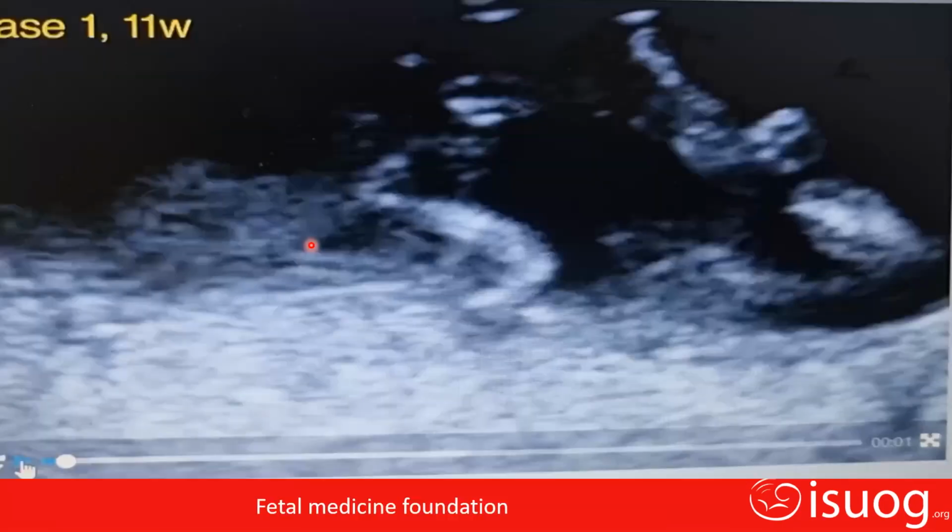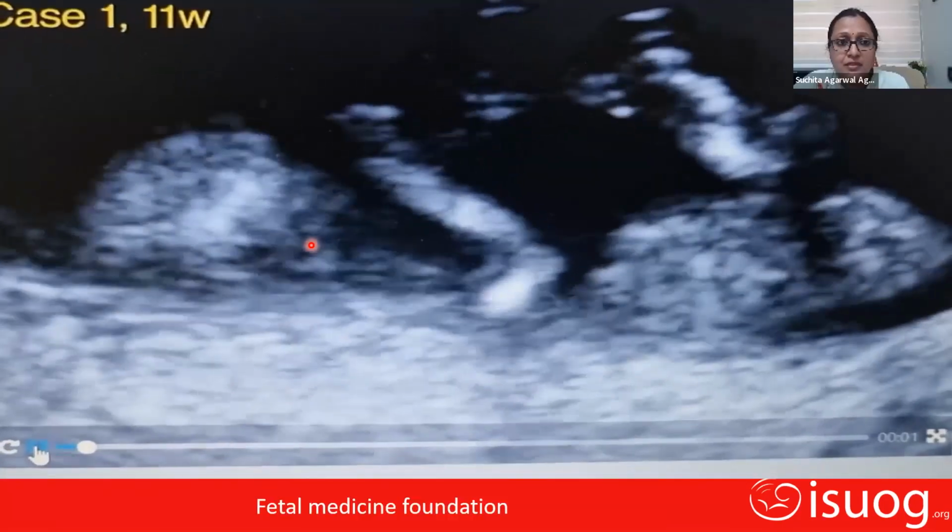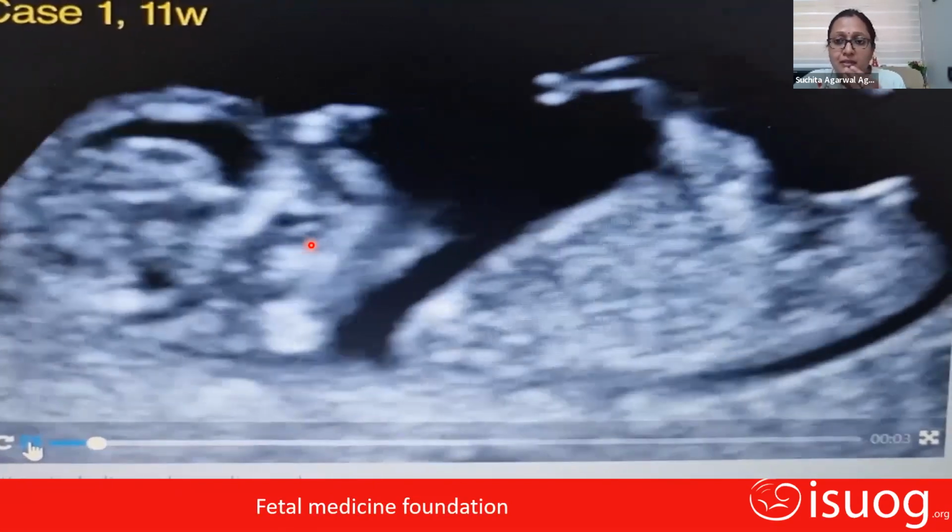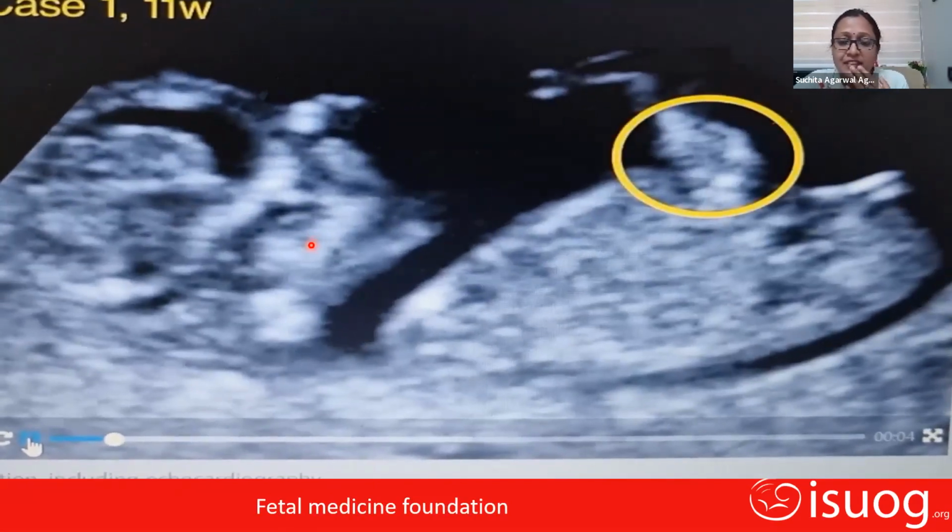So this image I have taken from the Fetal Medicine Foundation website. This is an 11-week scan.